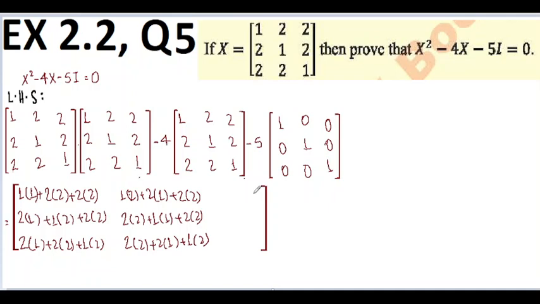Now we are going to look towards this column. So for this we get the first row with the third column, 1 into 2 plus 2 into 2 plus 2 into 1.